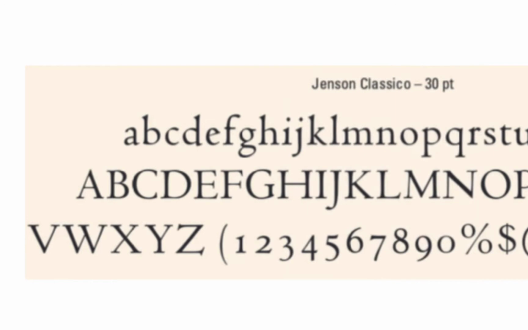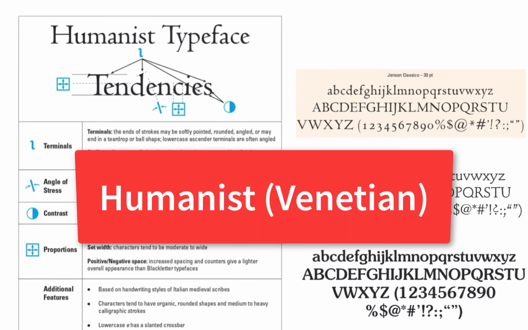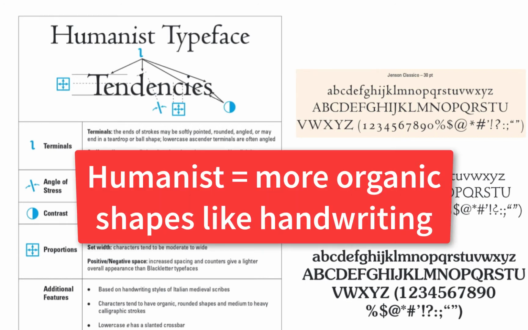So I'm not going to mention too much about the Humanist other than they were Venetian, they were the first ones, and the term Humanist, whether it relates to serif fonts or sans serif fonts, is more organic. There'll be more handwriting type shapes involved. You'll see more contours. It'll look less like machinery created it, I guess, if that's a way to look at it.